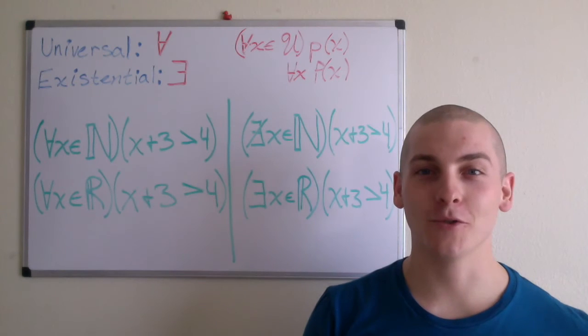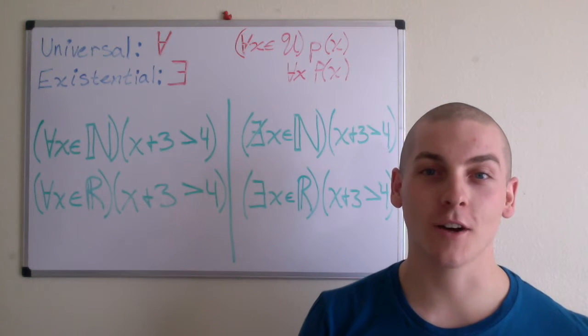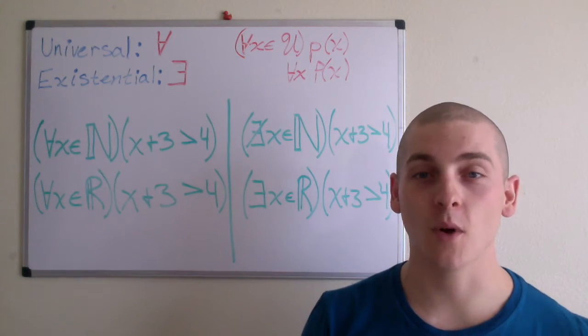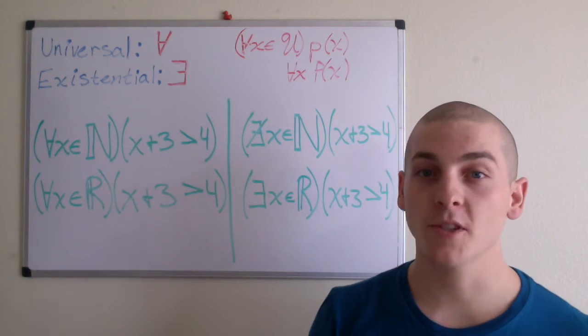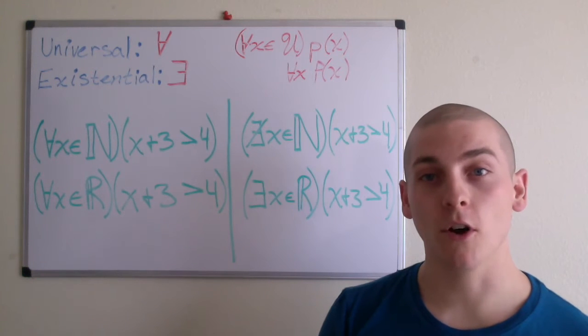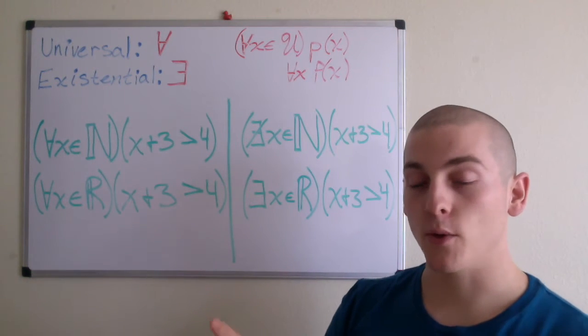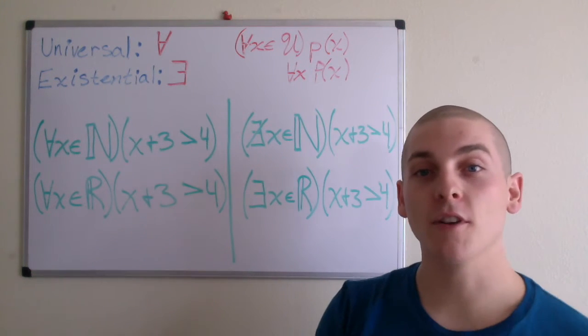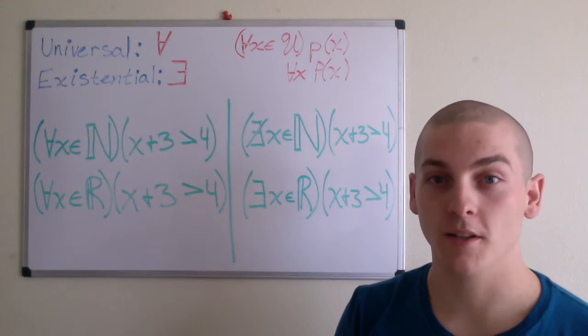In this video, I'll be introducing the universal and existential quantifiers, but first I have to introduce the propositional function. The propositional function, denoted p of x, takes on a value of true or false, but it takes on a value of true or false for everything that you feed to it.